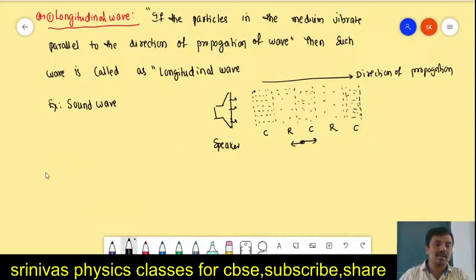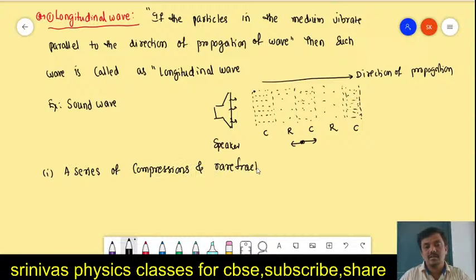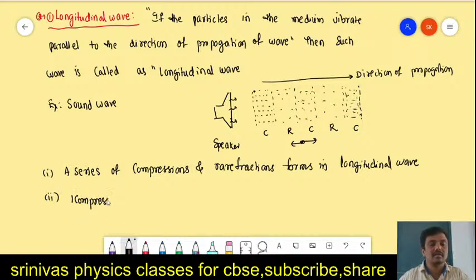We will discuss some important points regarding this. In a longitudinal wave, a series of compressions and rarefactions forms. Okay, in a longitudinal wave, a series of compressions and rarefactions forms. One compression plus one rarefaction. By combining one compression and one rarefaction, we say one longitudinal wave.